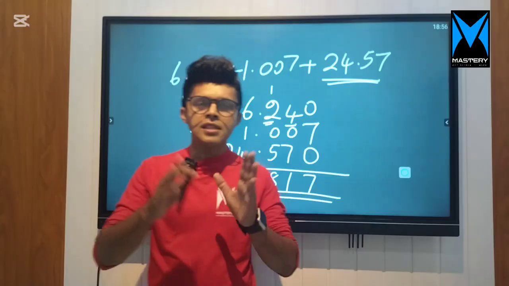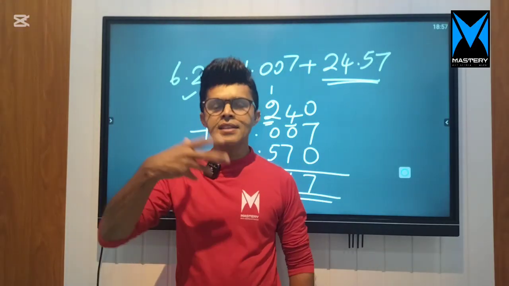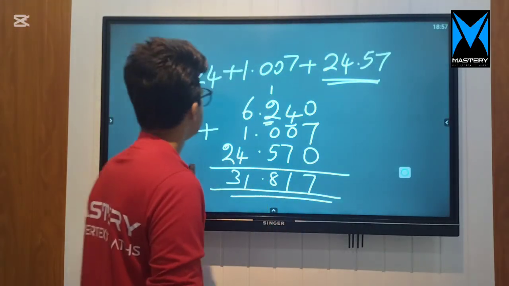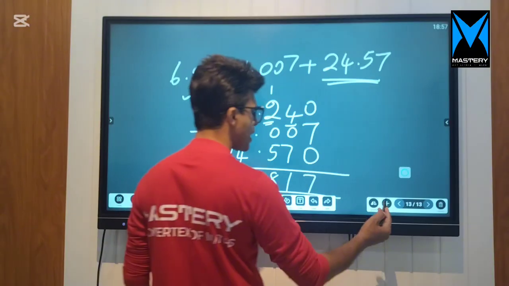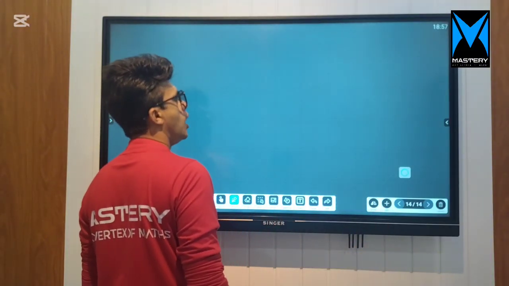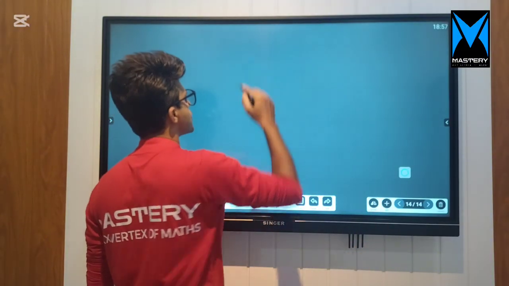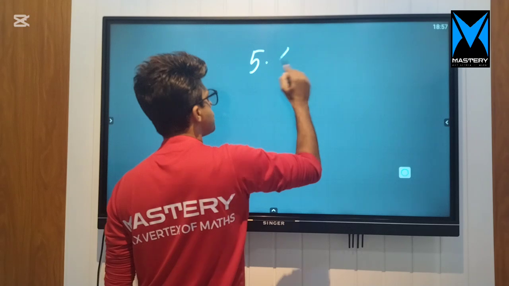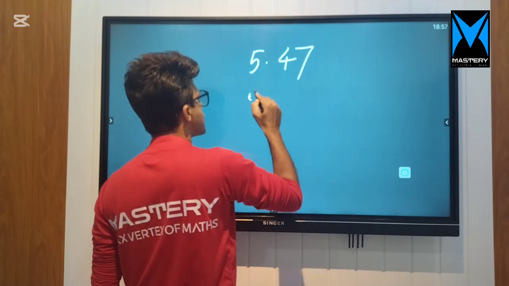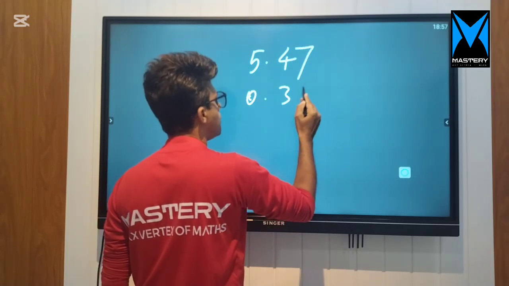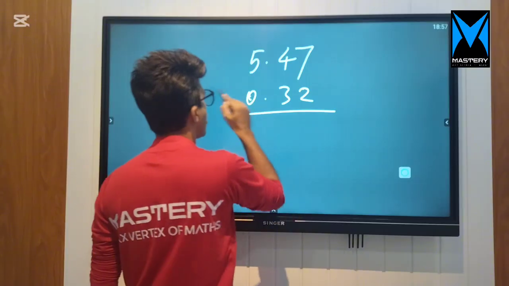31.817. So this is a way of adding decimal numbers. So how can you realize this one? Then subtraction of decimal numbers. 5.47 minus 0.332. How can you subtract?